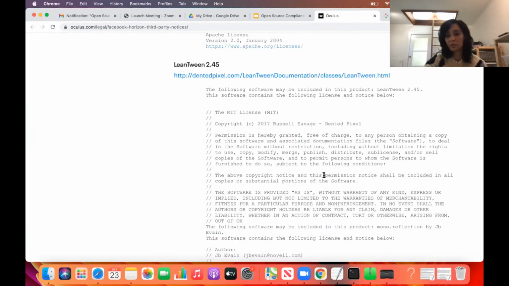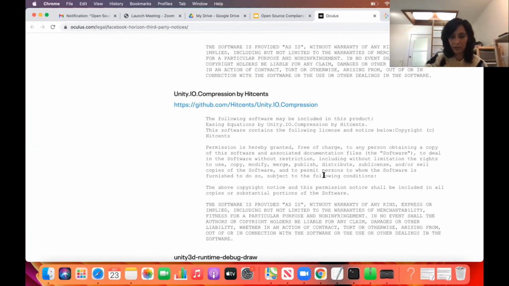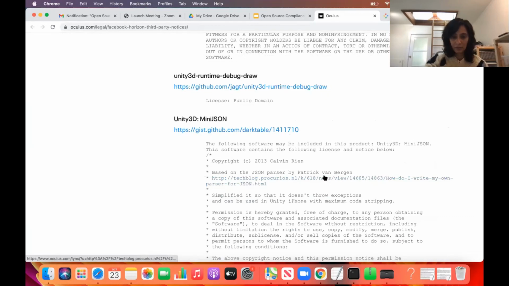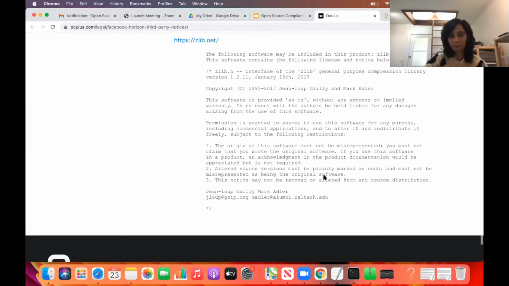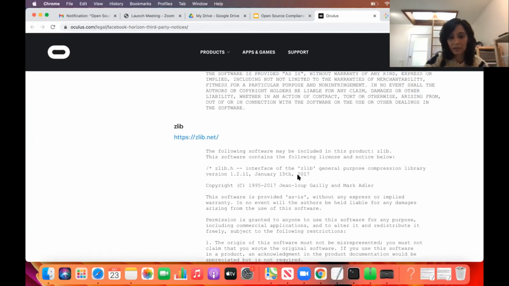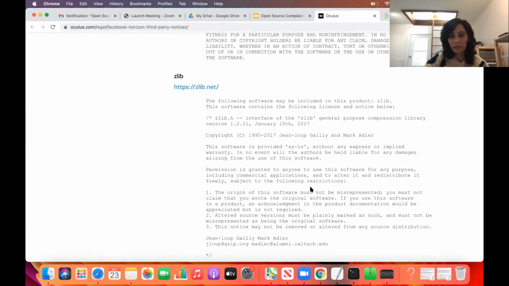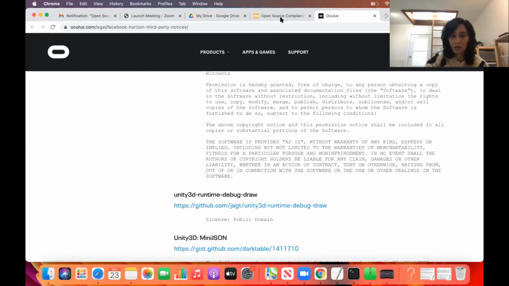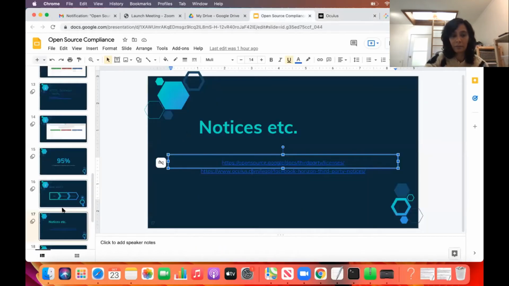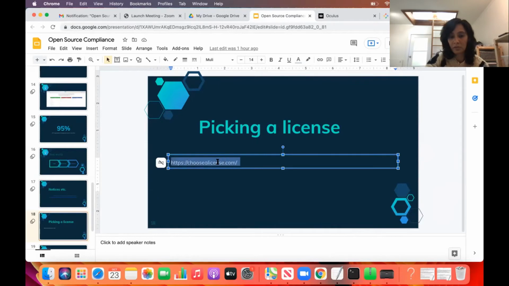So here you can see that for this product, this is the attribution notice. A lot of it is MIT, a lot of it is public domain, right? And this license is a zlib license, which is what zlib is distributed under. And this is also a permissive license. So this is how it looks when companies are using open source licenses and building their commercial products, right?